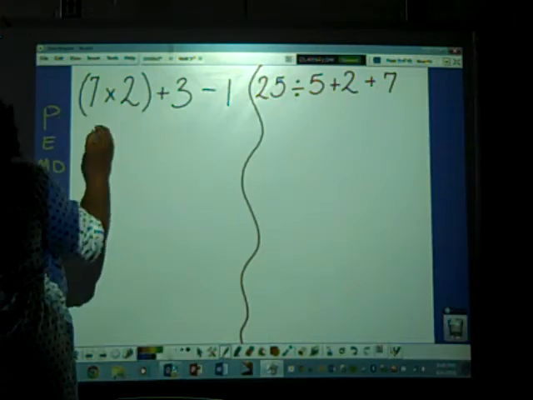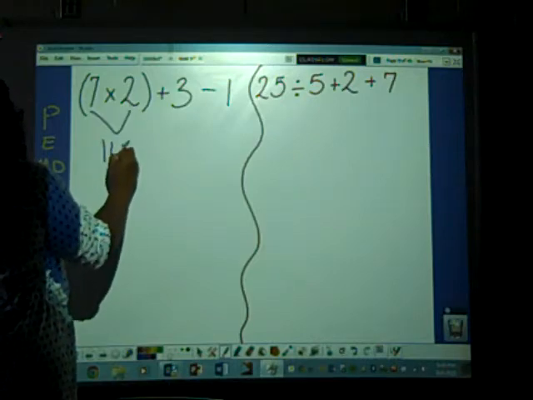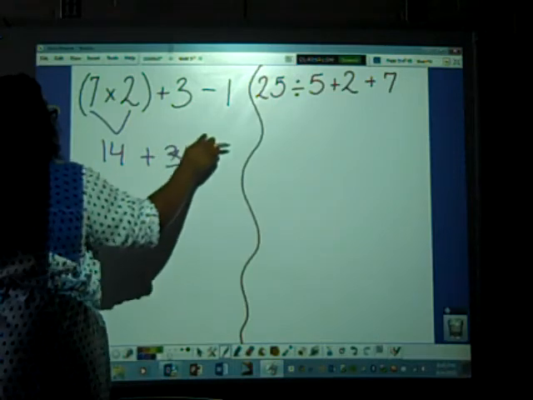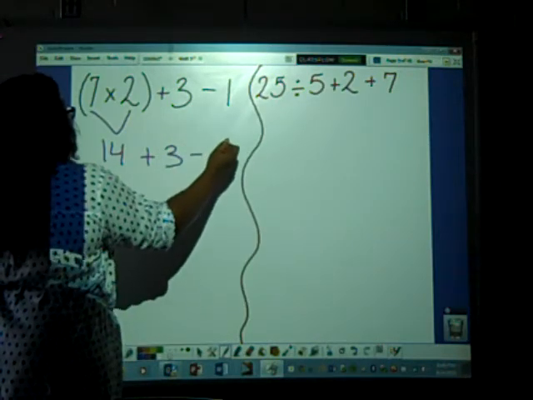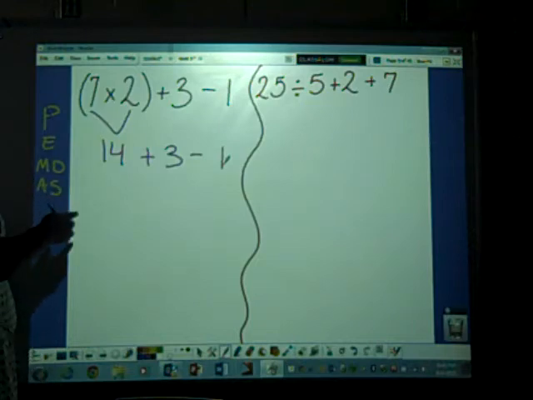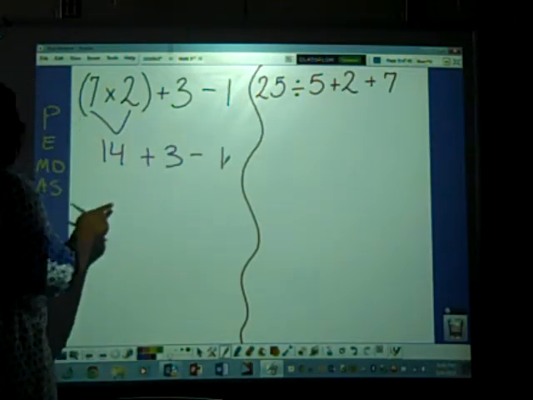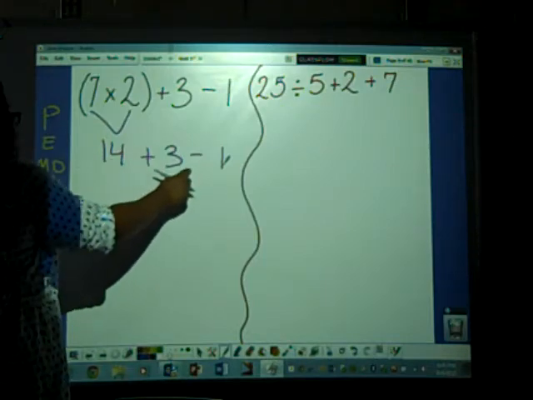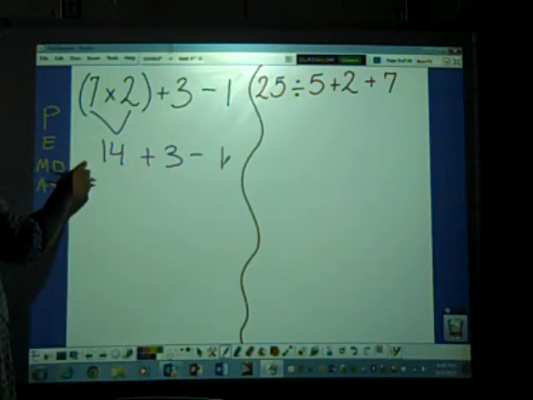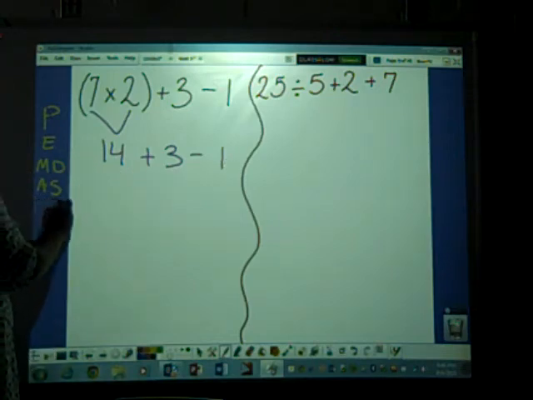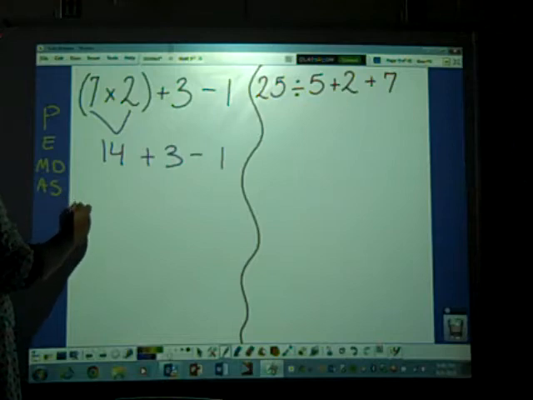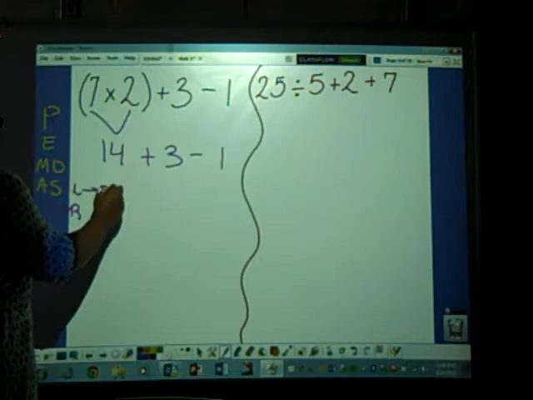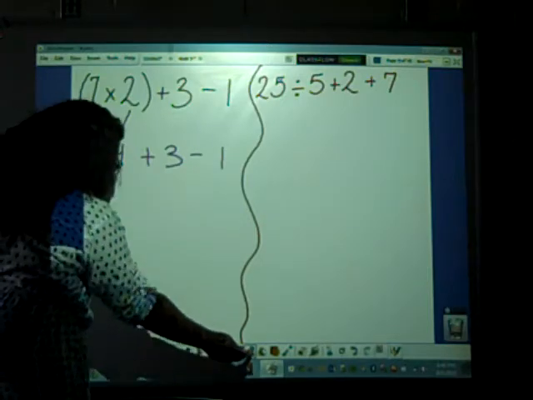Start there first. 7 times 2 is what? 14. Bring down my plus sign. Bring down my 3, bring down my minus sign, bring down my 1. Look, now I have addition and subtraction left. What did I tell you? If addition and subtraction are the only two symbols left, you have to solve from left to right. Okay? I don't know if you can see that. From left to right. That's what you got to do.